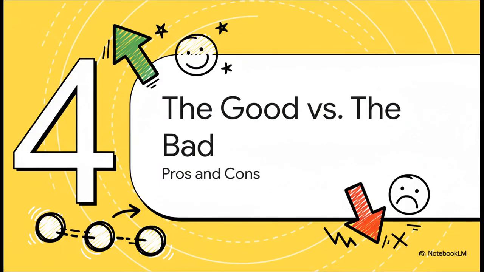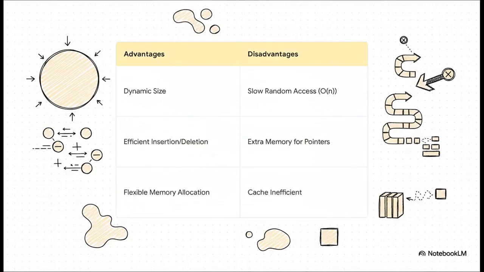Now, linked lists are super powerful, but they're not a silver bullet. They're not perfect for every single situation. And like any tool, they come with a very specific set of pros and cons. Let's look at those trade-offs. So on the plus side, linked lists are dynamic. They can grow and shrink really easily. And as we saw, adding and removing items is incredibly fast.